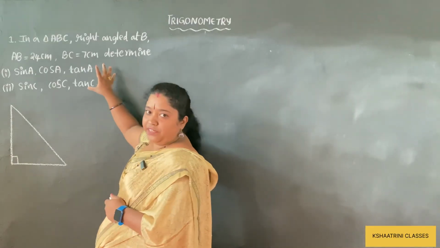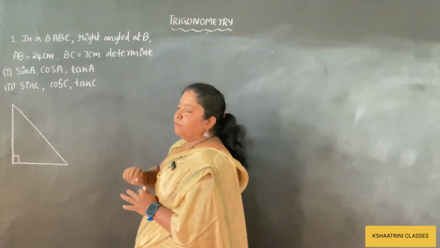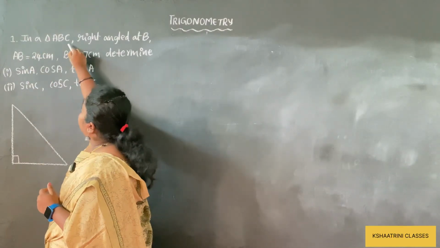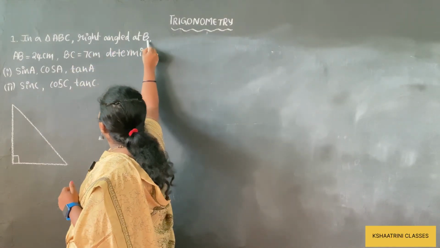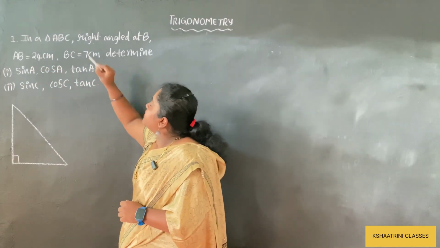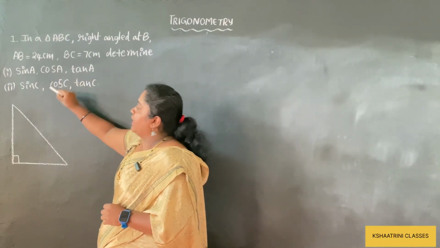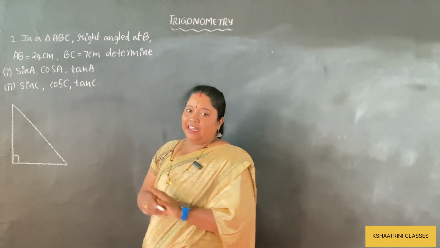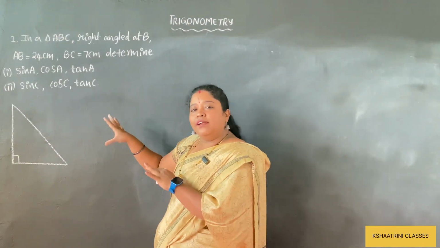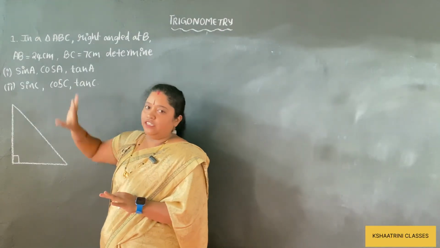Okay, so we'll start with the first exercise question. So simple one. Try to understand the question first. In a triangle ABC, right angled at B, AB is 24 centimeter, BC is 7 centimeter. Determine sin A, cos A, tan A, sin C, cos C, tan C. So first what we have to do is, we will draw the diagram, mark the sides, use the formulas and write the ratios. Fine.